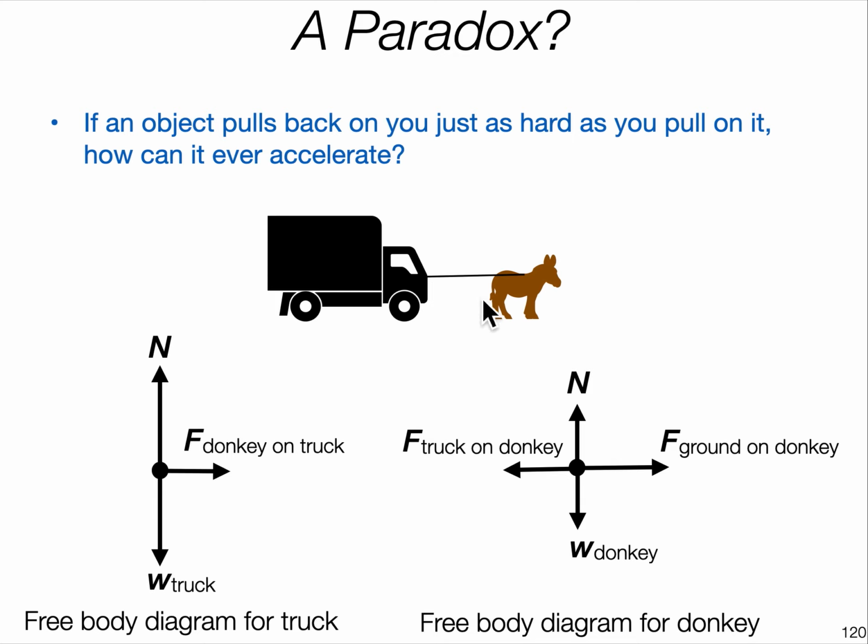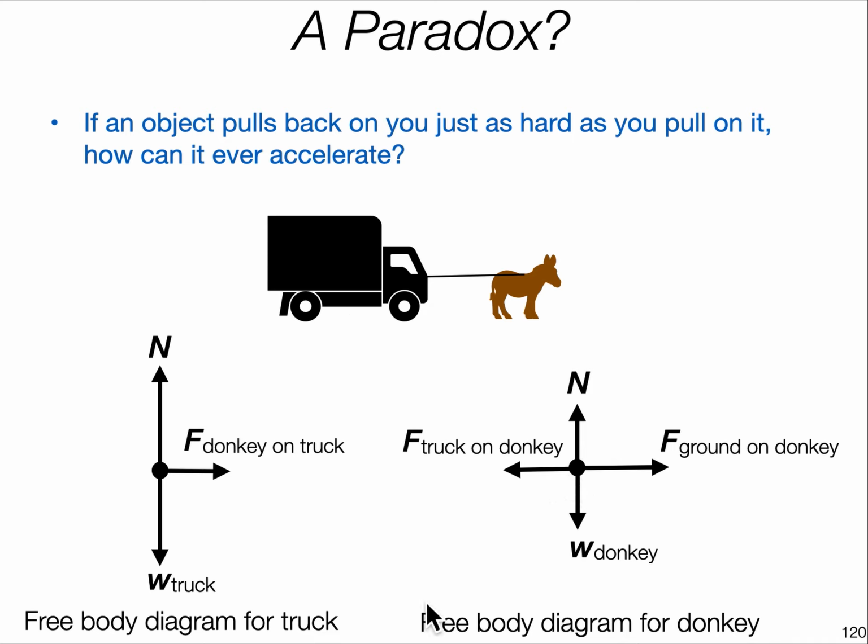All right, so for the donkey, I have the weight of the donkey pointing down. I have the normal force, the force of the ground on the donkey, just the force of the ground that's stopping the donkey from falling through the ground upwards. I also have the force of the ground on the donkey, meaning the donkey is pushing backwards on the ground, so the ground is pushing forwards on the donkey, right? Just like that example of the runner running. Right? And then finally, we have this force backwards on the donkey because there's this tension in this rope, and there's this force of the truck on the donkey.